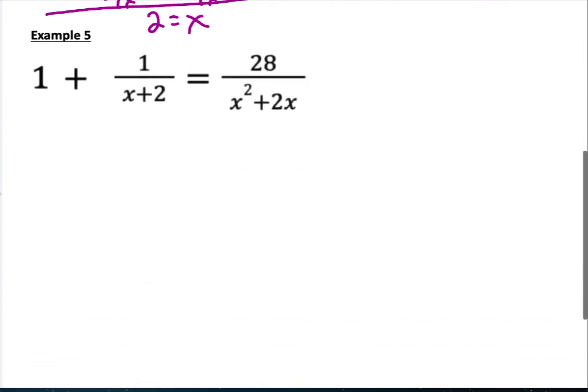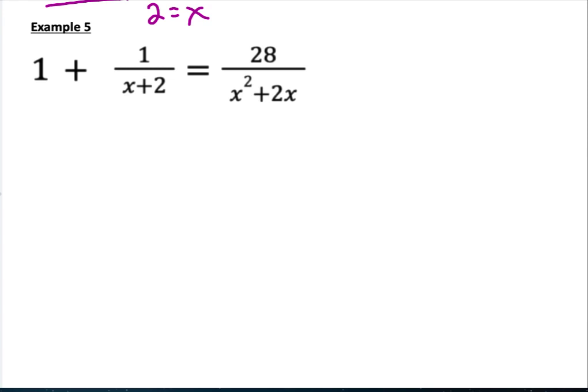All right, example number 5. The only thing different in this one is look at that right-hand side of the equation. Notice we have x squared plus 2x. That's not in factored form. So before I can even decide on my excluded values, I need to factor that into its pieces. So x squared plus 2x is going to become x times x plus 2. I'm going to factor that out of it.